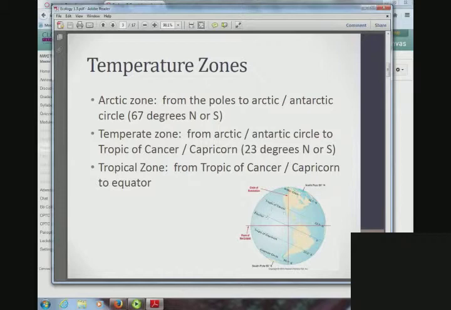And then you've got your tropical zone that's between the equator and the Tropic of Cancer and the Tropic of Capricorn. So the Arctic zone up here is above 67 degrees north or south, way at the top or way at the bottom. Your temperate zone, right here between the Arctic Circle and Tropic of Cancer, or between the Antarctic Circle and the Tropic of Capricorn. And then we have the tropical zone that's between the equator and the Tropic of Cancer, or the equator and the Tropic of Capricorn, and that will be your warmer area.